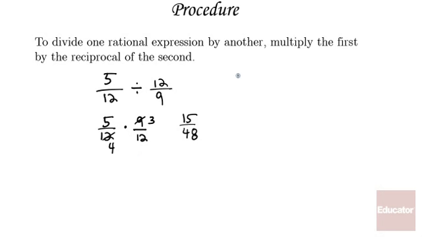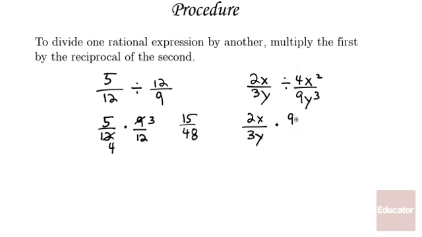You're really doing the same thing with rational expressions. For example, if you have 2x over 3y divided by 4x squared over 9y cubed, find the reciprocal. I'm going to keep the first expression the same, and then multiply by the reciprocal of the second expression. Now the denominator becomes the numerator, and the numerator goes down and becomes the denominator. Then I start canceling out common factors.